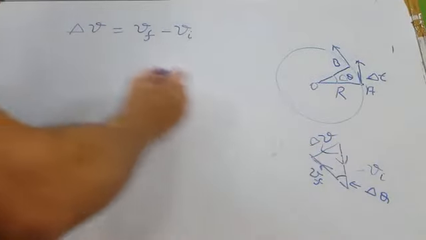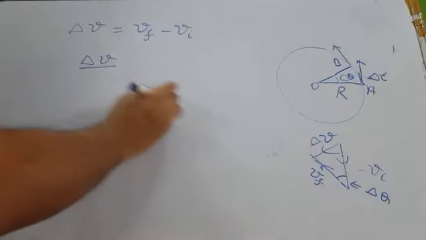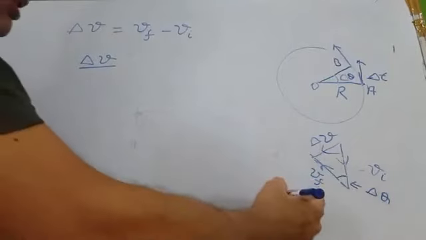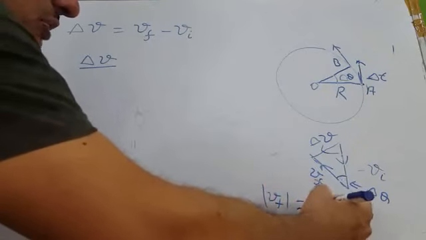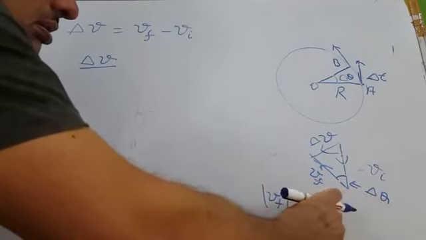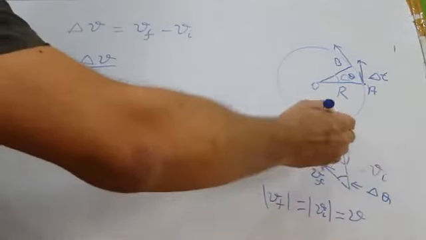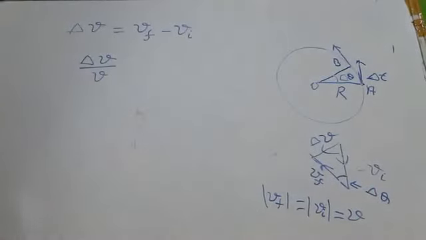This side by this side, delta v upon, whether I say Vf or Vi, because the magnitude of Vf is equal to the magnitude of Vi, is equal to V. So this magnitude is V, so this side upon this side, delta V upon V. Because the magnitude of Vf is equal to the magnitude of Vi, the particle is moving with constant speed. So the magnitude of velocity is not changing.